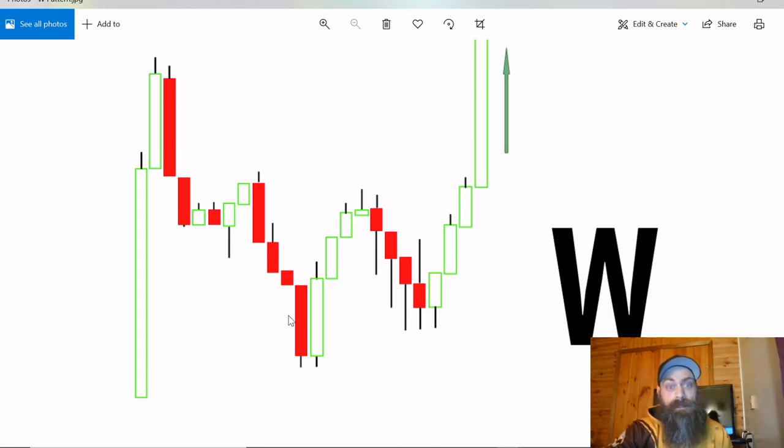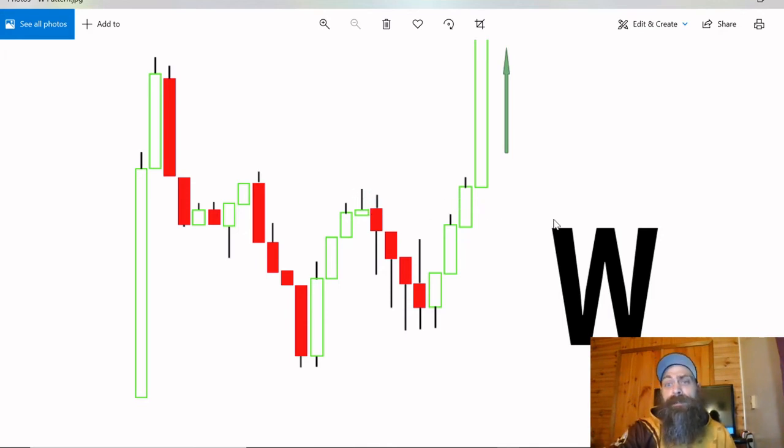So it'll come down here. You'll have your first bottom. Then you'll come up. You'll have your neck. Then it'll come down. You'll have your second bottom. And your second bottom here is always going to be slightly higher than your first bottom. It'll come up and it'll test this neck area here.